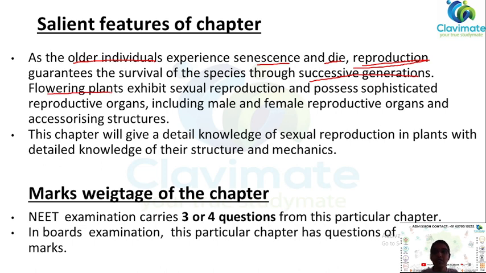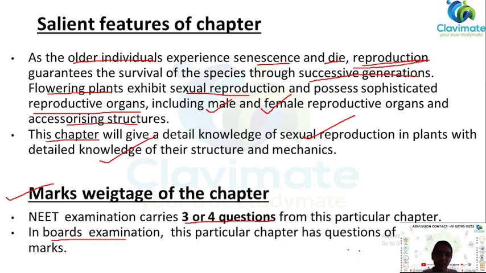Flowering plants also undergo sexual reproduction, and they possess sophisticated reproductive organs, including male and female reproductive organs and accessory structures. So this chapter will provide you detailed knowledge on sexual reproduction in plants, with their structure and mechanics. The mark weightage of the chapter in the NEET examination is 3 to 4 questions.